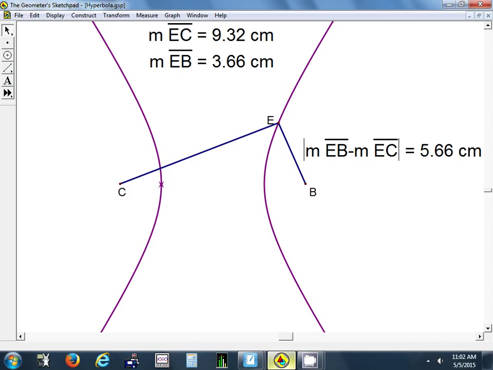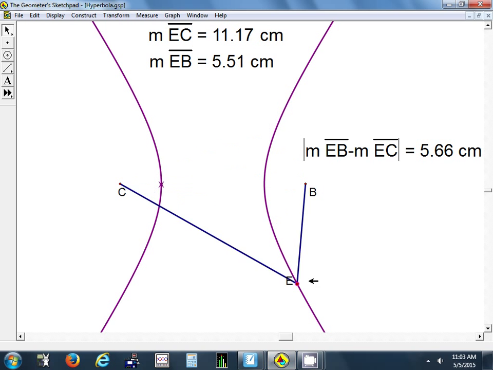Right, so if you measure the distance from a point E, which will always be on the hyperbola, to the focus at C, and point E to the focus that's at B, I'm going to show you what the distances come out to, and when you subtract them, it's always going to come out to 5.66, no matter where you move that point. You can also go to the other branch.